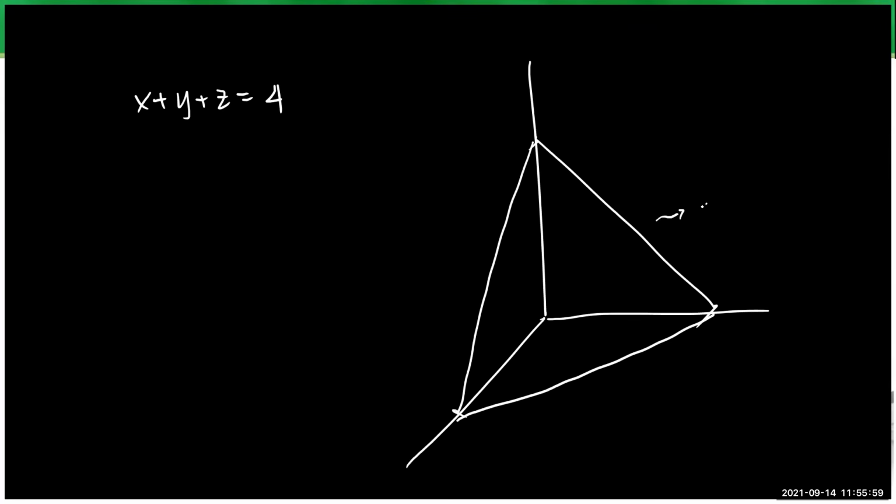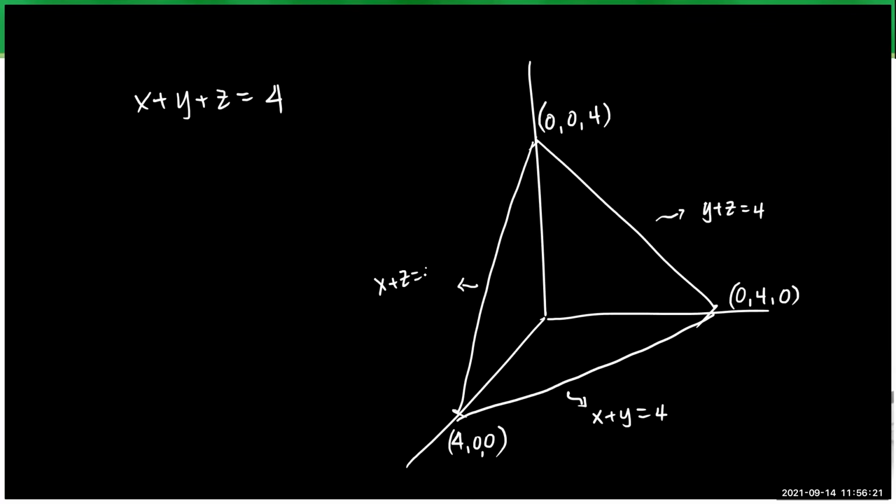This one is y plus z equals 4. Therefore, this one is 0, 4, 0, 0, 0, 4. That's 4, 0, 0. This one has the equation of x plus y equals 4. That line is x plus z. So I hope you understand this, right?